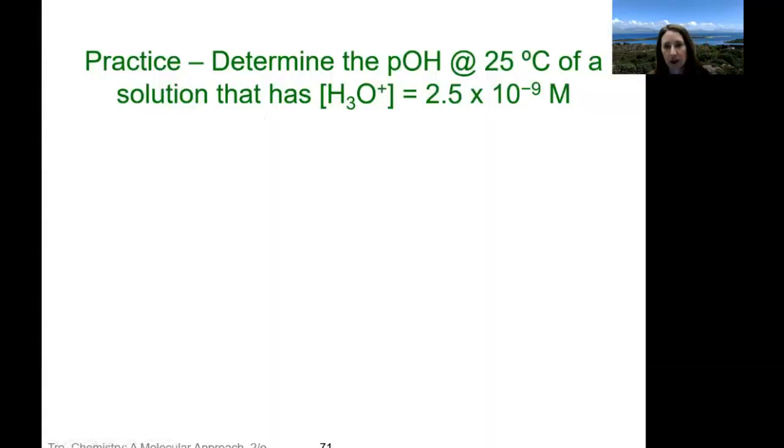Now, what if we want to do the opposite? So if we look at this one, we want the POH, and our solution of H3O plus is 10 to the negative 9, right? So let's see if anybody can do this in their heads backwards. What do you think the POH is? See if you can just look at this and try and guess what you think it is. Any guesses here?